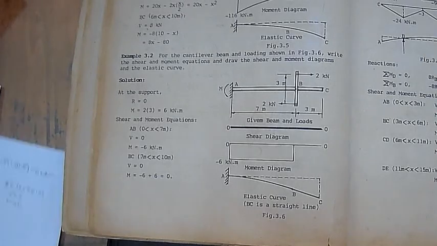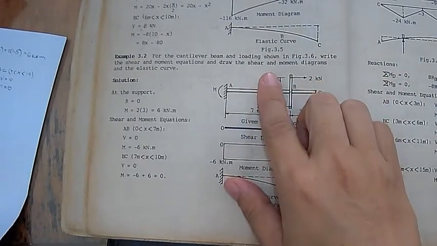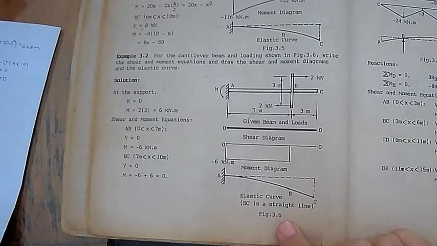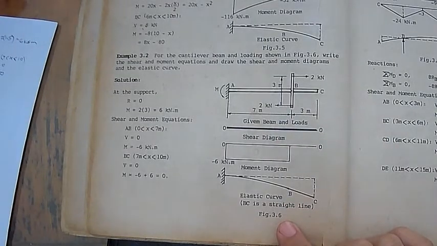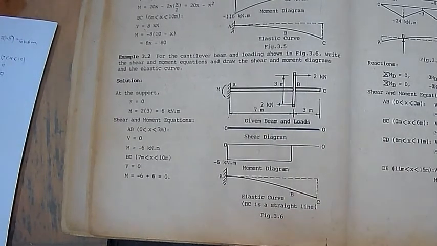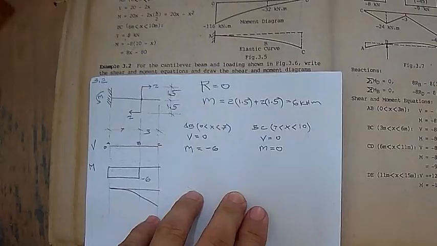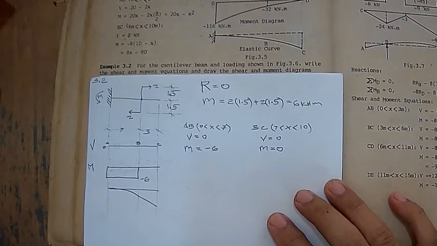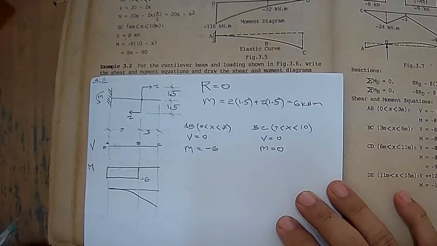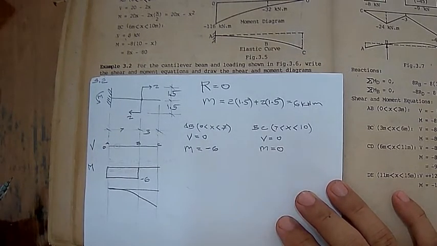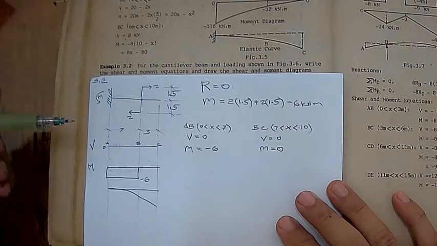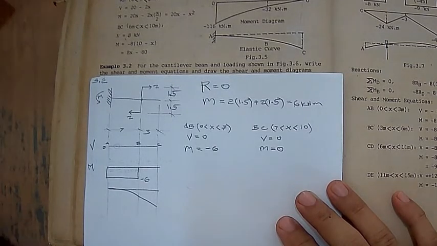For sample 2, for the cantilever beam and loading shown in figure 3.6, write the shear and moment equations and draw the shear and moment diagrams and the elastic curve. So the first thing that we should do is to always solve for the reactions and the moments. Likewise, the shear diagram and then the moment diagram.